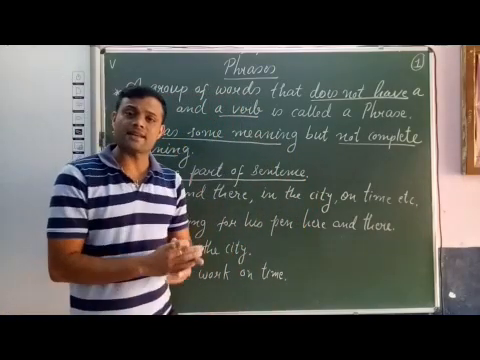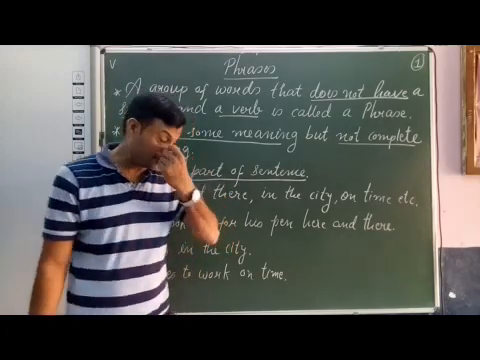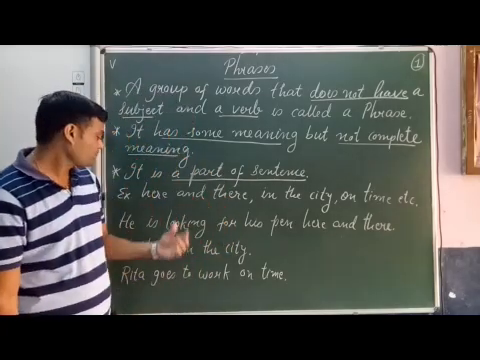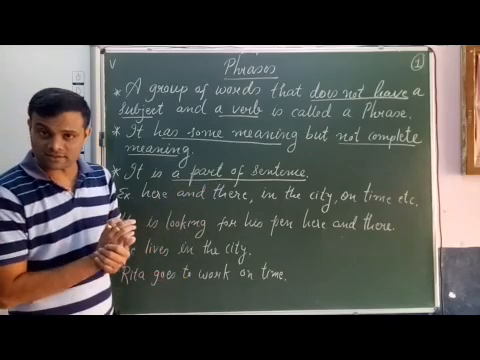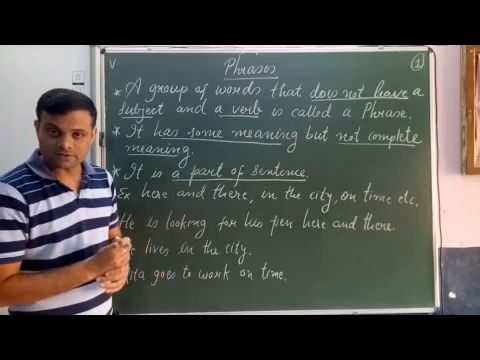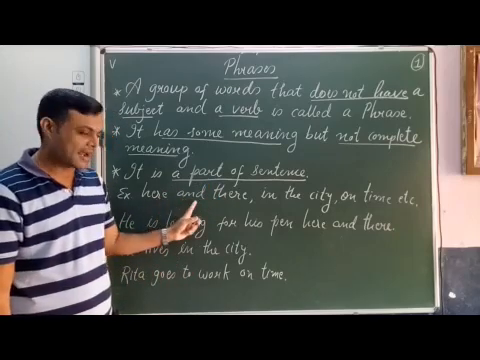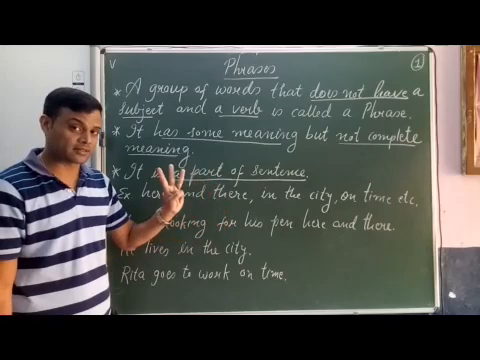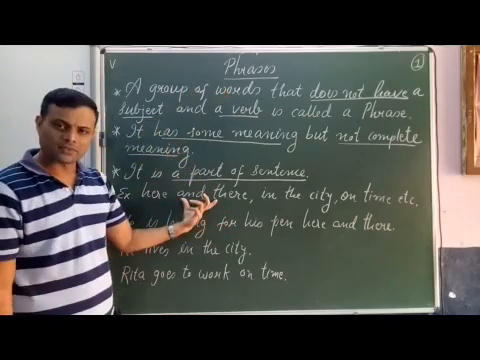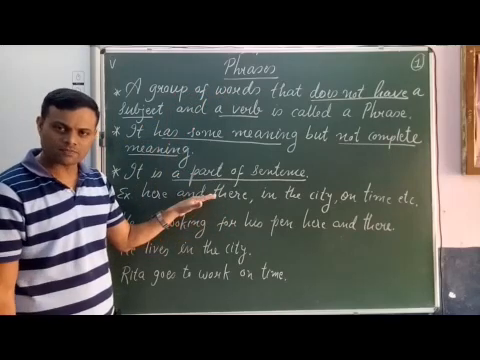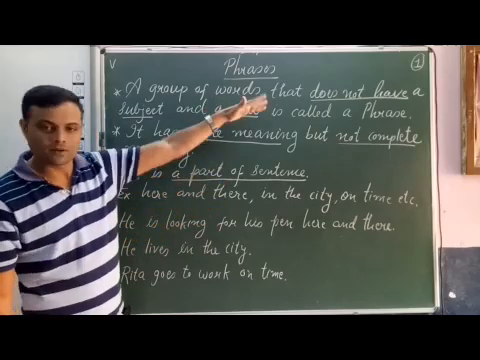Now let's understand phrases through examples. Here, I have written some phrases. "Here and there" is a phrase. Just verify: "here and there" is three words, which means it is a group of words. It does not have a subject and does not have a verb. So it is a phrase.